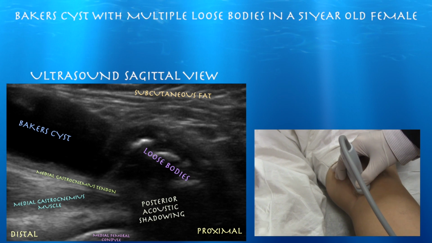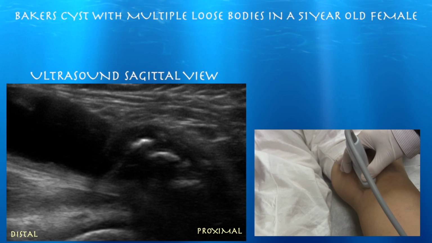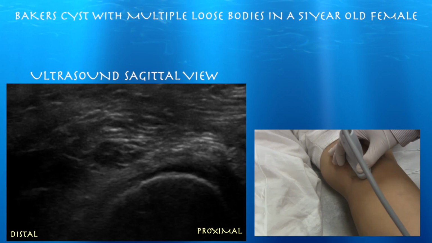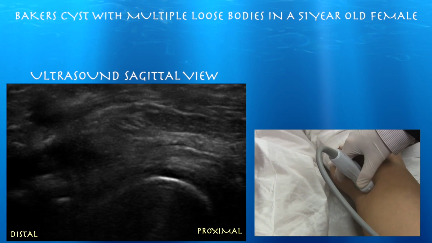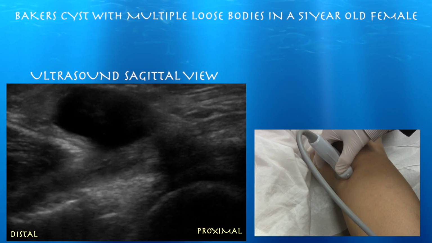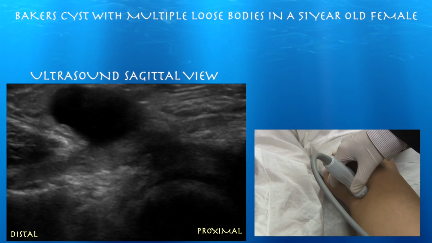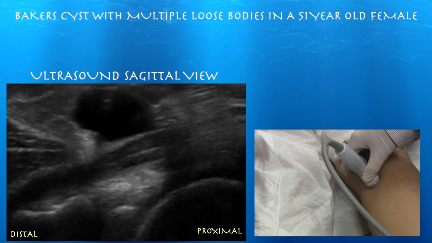Right side of the screen is proximal, left side is distal. And you can see that Baker's cyst goes right above the medial gastrocnemius tendon. Very medially. We can see the semimembranosus tendon coming down and inserting on the proximal tibia. And you could easily mistake the PCL for the semimembranosus tendon.